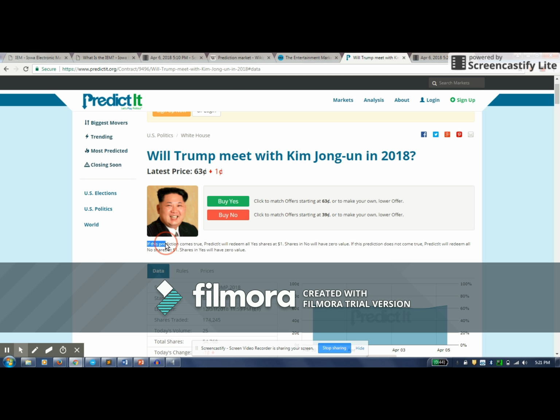If this prediction comes true, Predicted will redeem all yes shares at $1, and shares in no will have zero value. If this prediction does not come true, then Predicted will redeem all no shares at $1, and the shares in yes will have zero value. So right now, if I were to buy a share of no at 39 cents, then if the meeting does not happen by the end of 2018, I'll be getting $1 for every security that I have. So essentially, every security that I got for 40 cents, now I have it for $1, which means I make 60 cents profit on every single security.